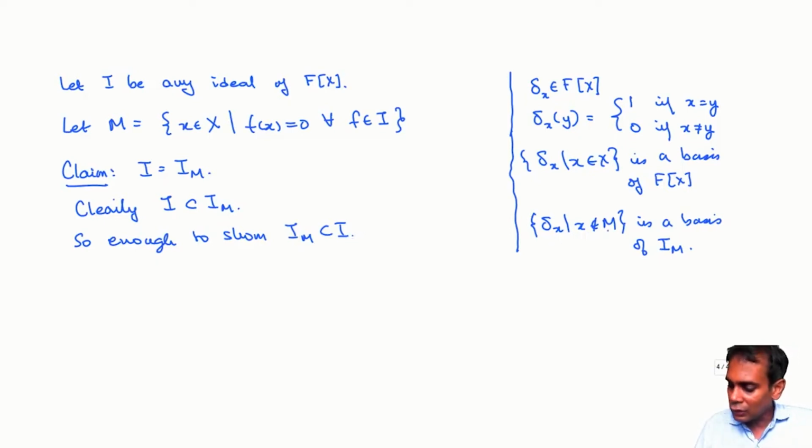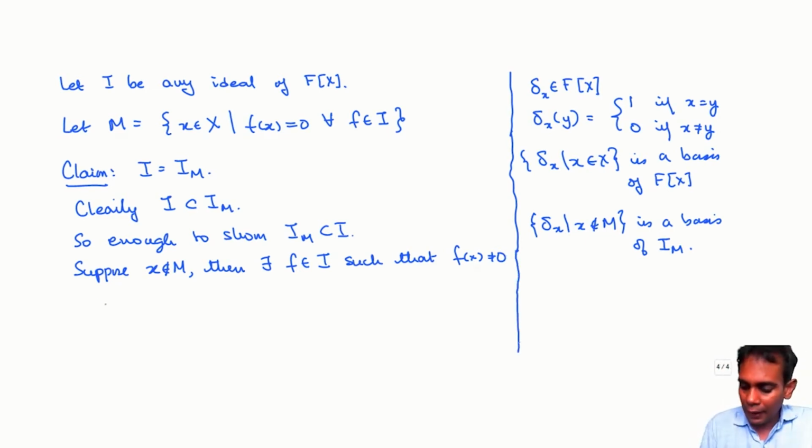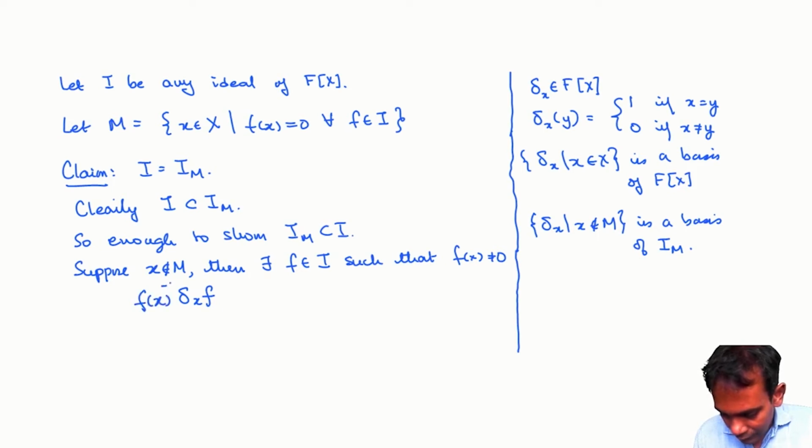Because delta x, x not in M, is a basis of Im. Now suppose x is not in M, then there exists f in I such that f of x is not 0. Right? Because M was the set of points where all the elements of I vanish. And then you can just look at the function f times delta x divided by the scalar f of x. Okay, so f of x inverse times delta x f.